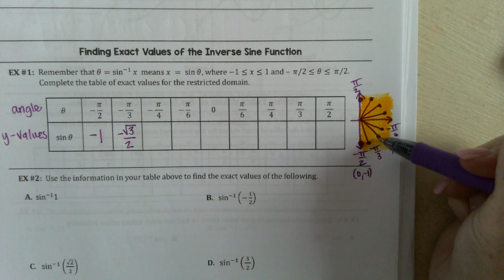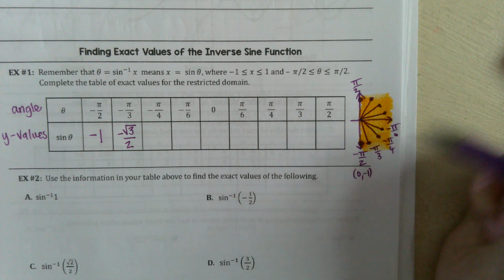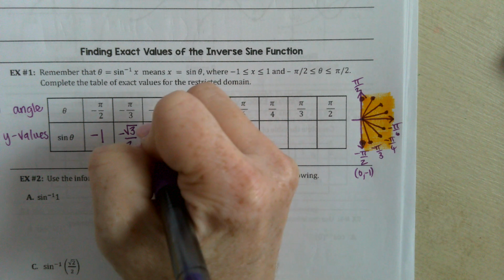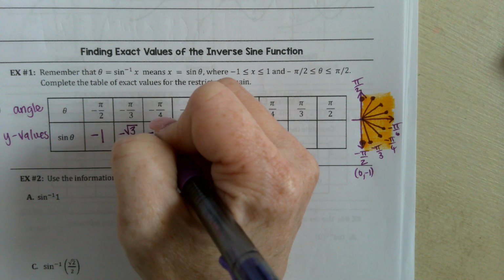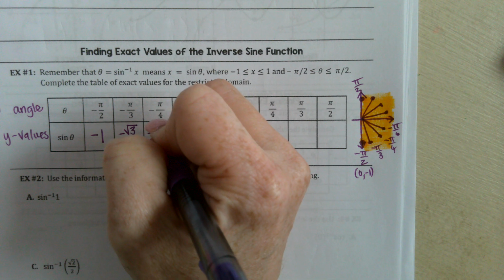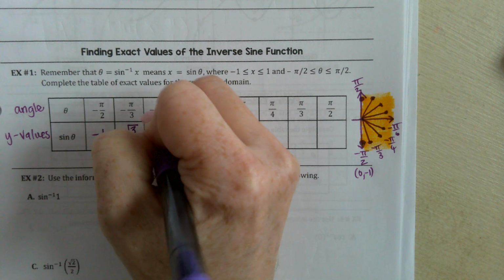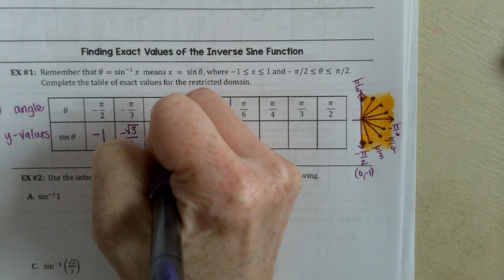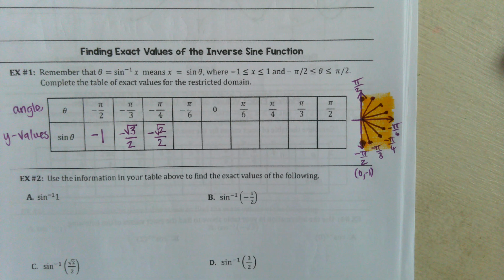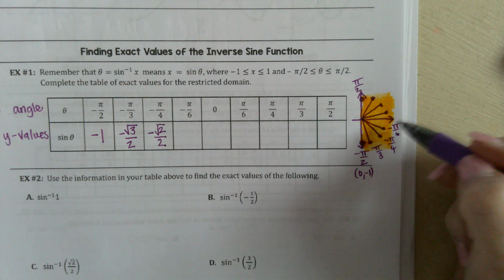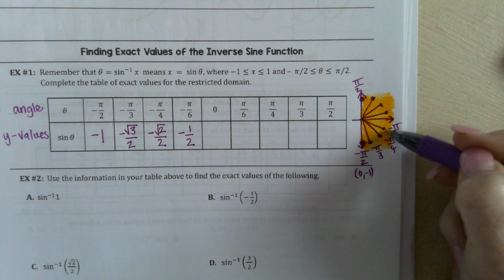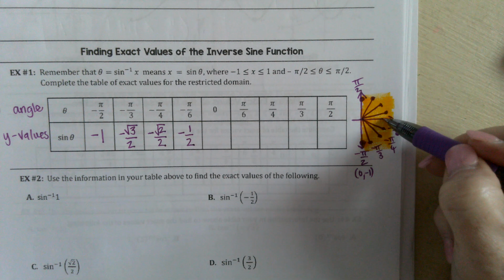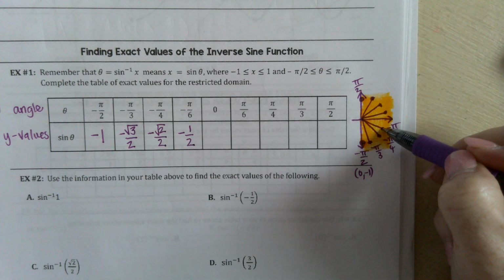For negative pi over 4, what is my y-coordinate? Negative root 2 over 2. Negative pi over 6 has a y-coordinate of negative 1/2. Y'all got to know your unit circle. This is positive root 3 over 2, negative 1/2.